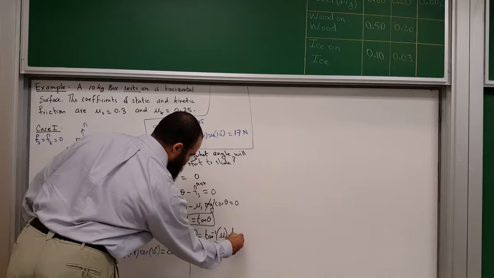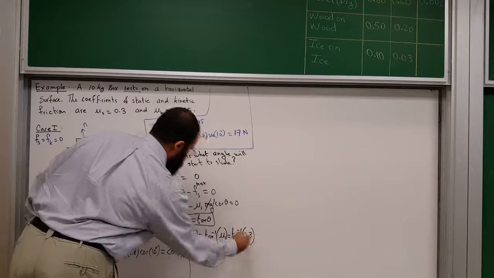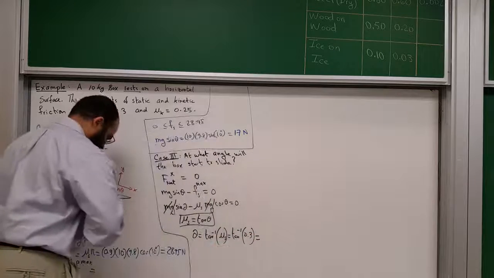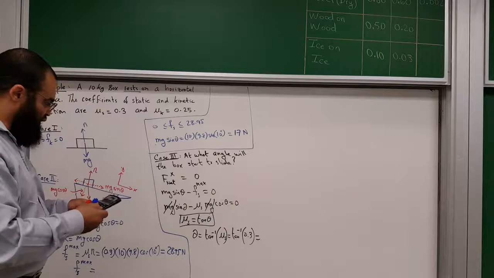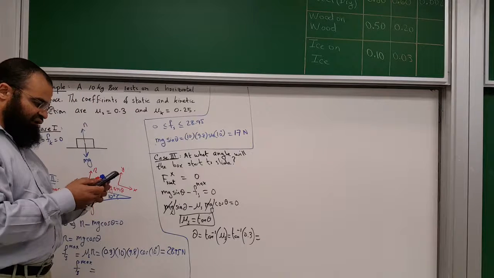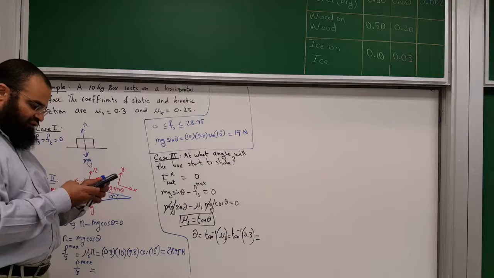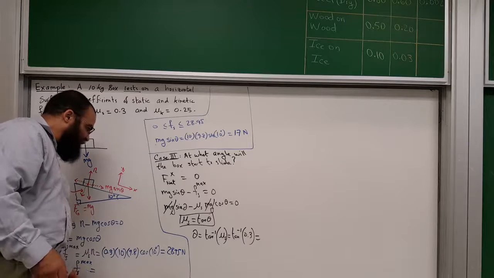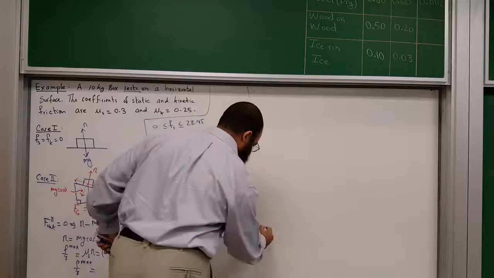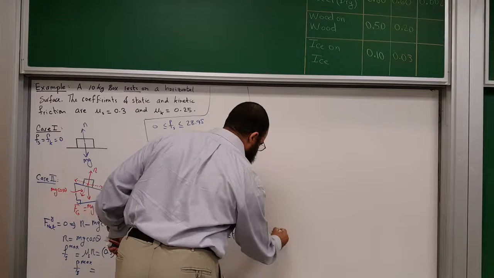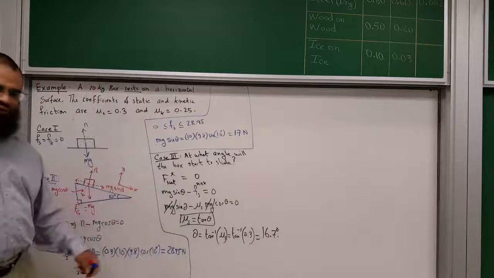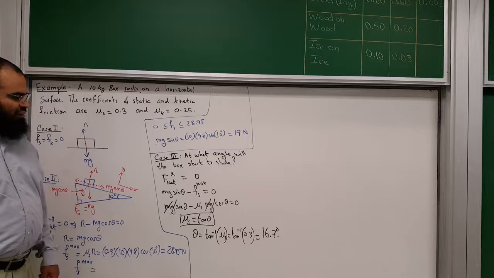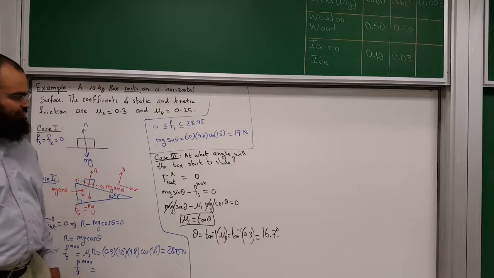So that's tangent inverse of 0.3. Mu s is 0.3. And so let's see at what angle that is. It would be more than 10 degrees. So tangent inverse of 0.3 is about 16.7 degrees. So at 16.7 degrees, the object starts to slide down. Okay? So that's when it will start to slide down.